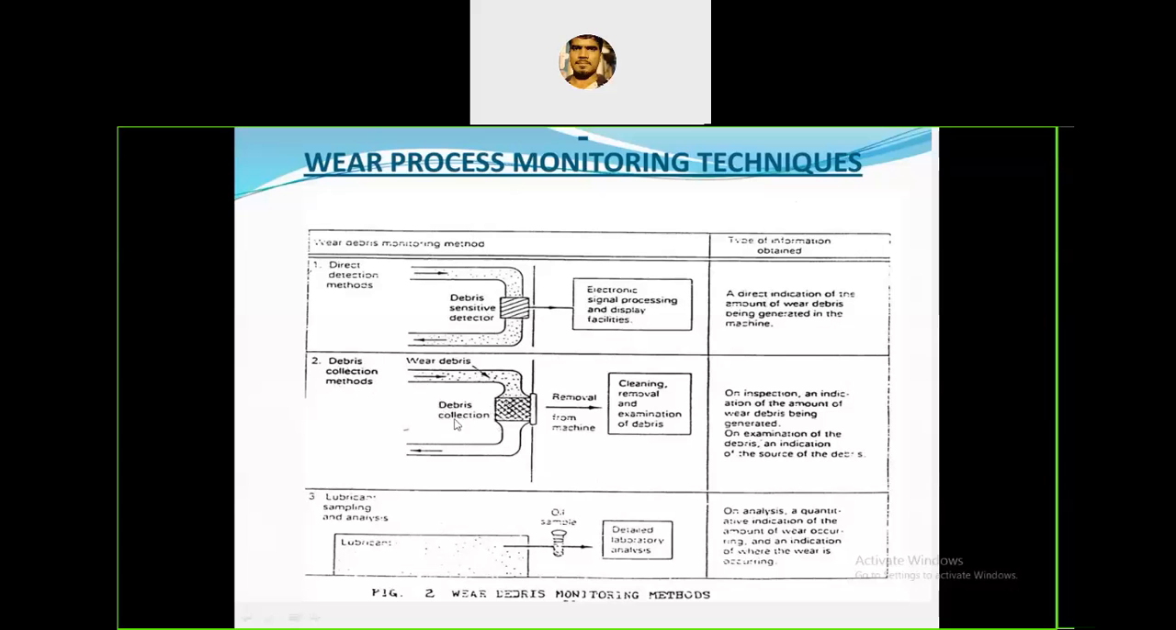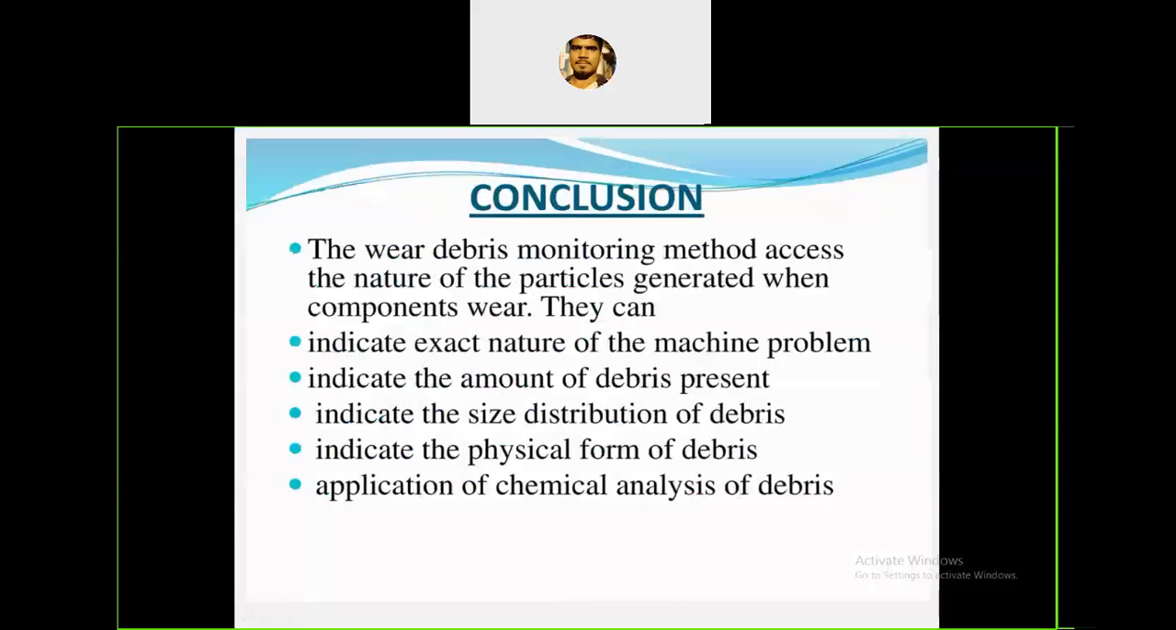Second type, the debris collection method, means the wear debris technique. This is debris collection and removal from the machine, and cleaning, removal and examination of debris, which means it will clean, remove and examine the fluid. It is also a device that is attached, and it will collect the necessary data. Lubricant sampling and analysis is another type, and debris laboratory analysis can be used in debris laboratories. These are the different types we can use in this monitoring technique.